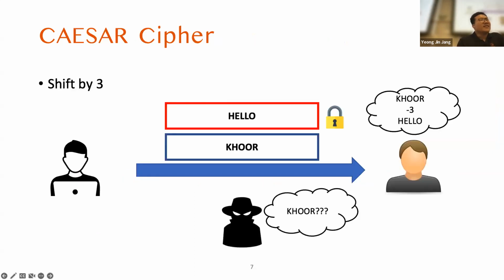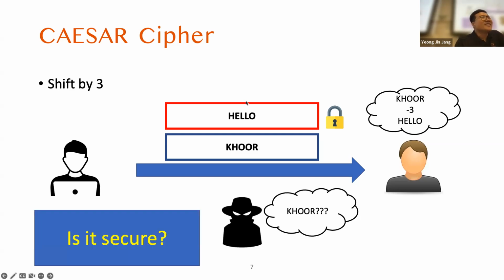So then, suppose you would like to send a message encrypted with the Caesar cipher. The plaintext message is hello, but the ciphertext would be KHOOR. So the attacker doesn't know what it is, while the other end, who knows the exact algorithm, can easily decrypt by subtracting 3, offsetting 3 backward to change KHOOR to hello.